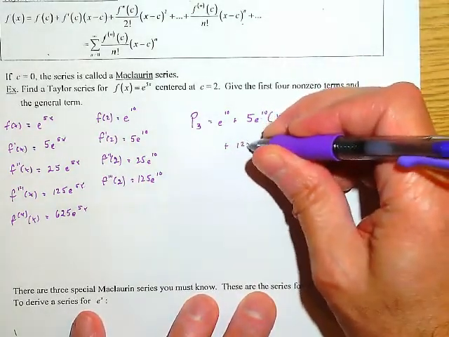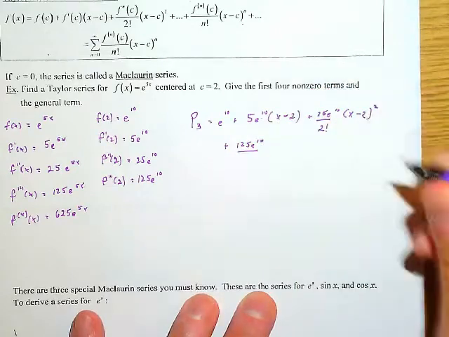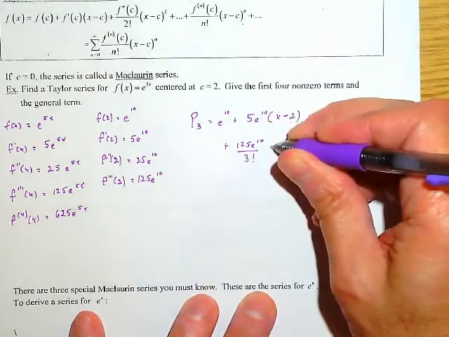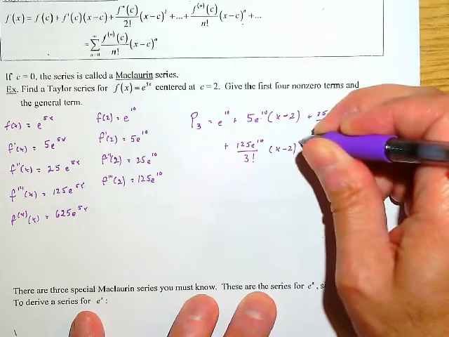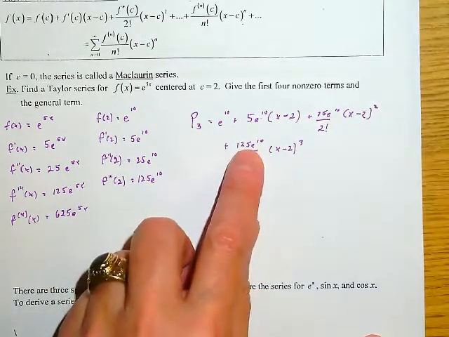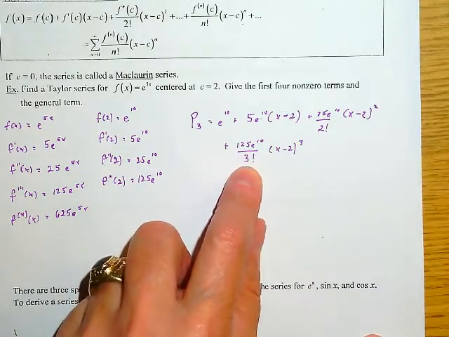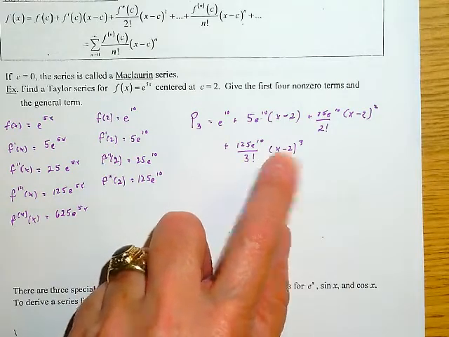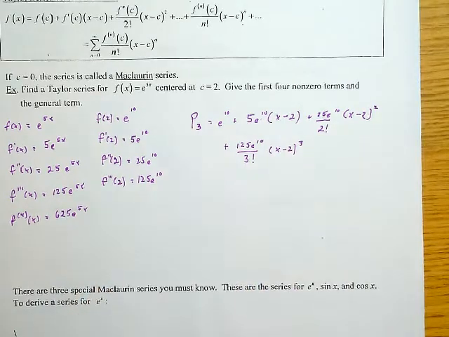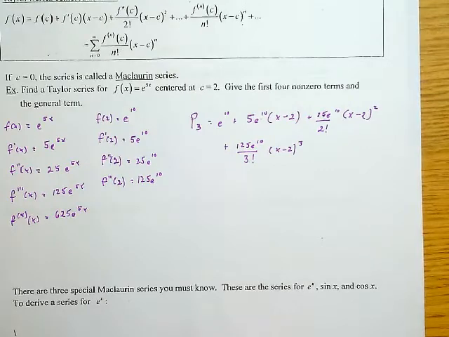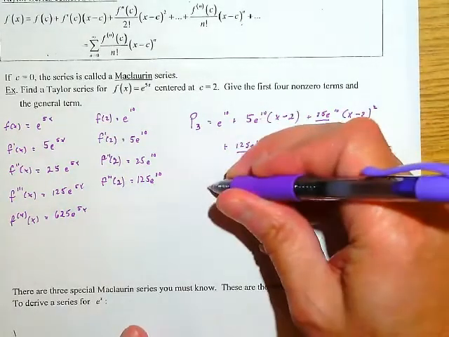over 3 factorial times x minus 2 to the third power. This is the third derivative over 3 factorial, times x minus 2 to the third power. Okay, all of these should synchronize there. Let's go ahead and do the summation term.